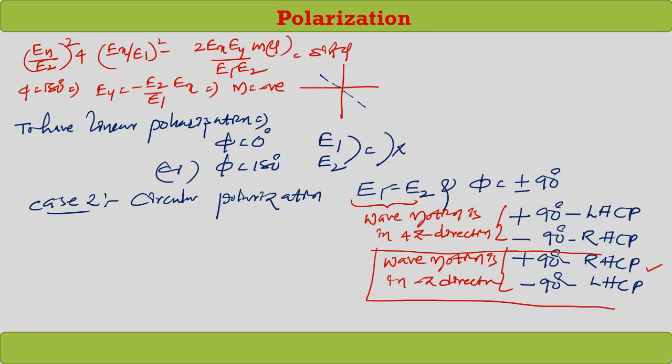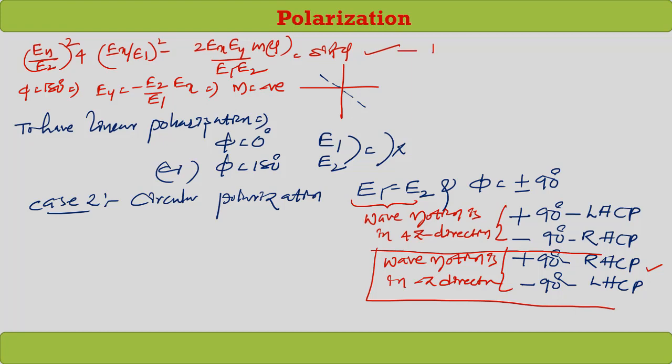Anyhow, here there is a condition on the amplitudes also. There is no condition regarding amplitudes in case of linear polarization. Both amplitudes can be equal, or cannot be equal. There is no criterion regarding the linear polarization. But for circular polarization, surely the amplitudes must be equal and the phase difference should be either plus 90 or minus 90.